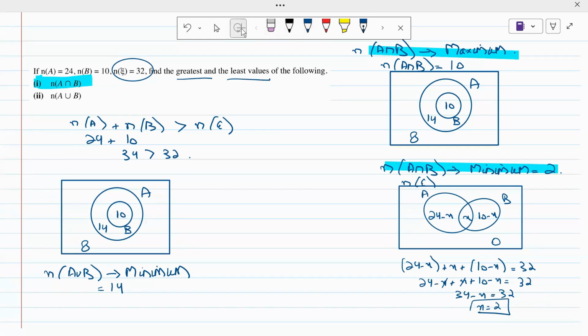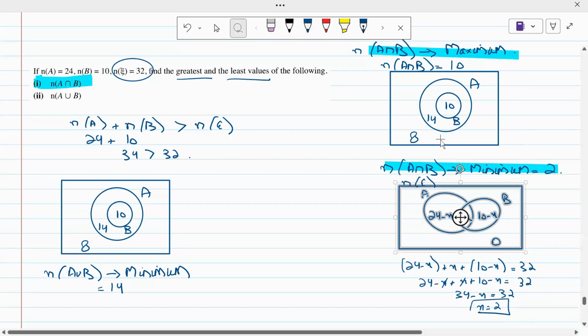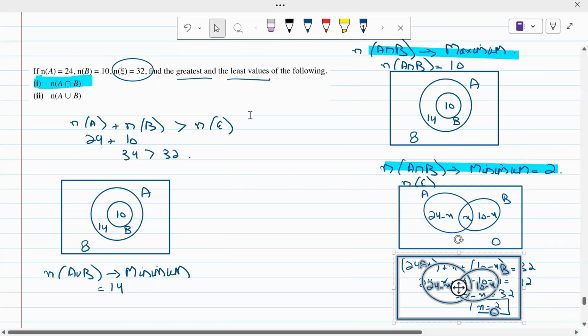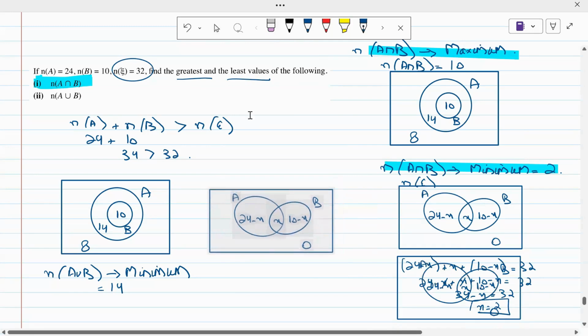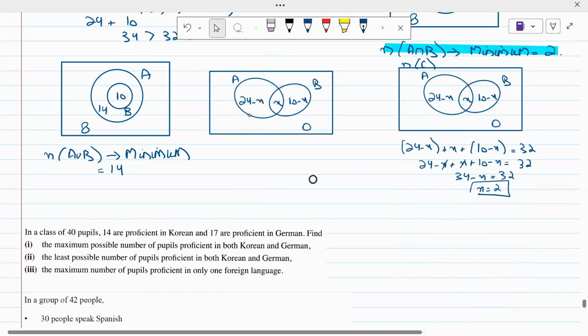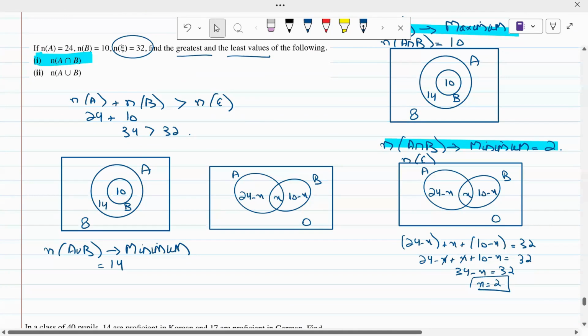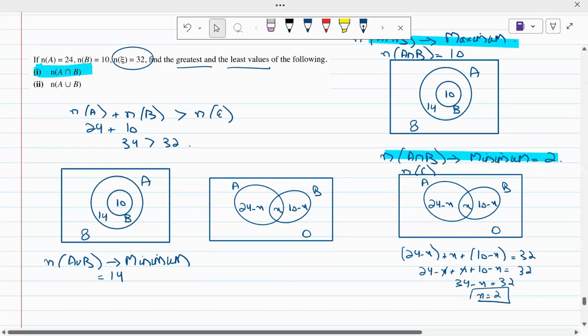For union to be maximum, it will always be the small intersection. And here we have already found the value. Acha, for union to be maximum, remember that this outside value is 0. And since outside value is 0, A union B altogether would take the universal.